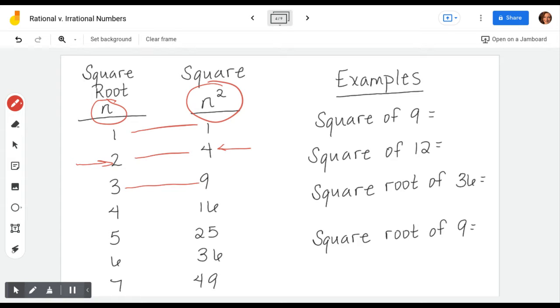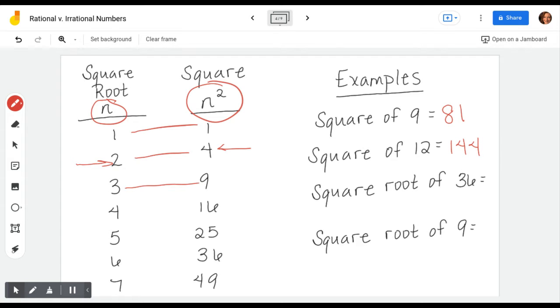So if I ask you for the square of 9, the word square comes from area of a square, because in a square, all four sides are the same. So if you find the area, you take that side times itself, length times width, but they're both the same. A number times itself, square, second power. The square of 9, 9 times 9 is 81. The square of 12, 12 times 12 is 144.